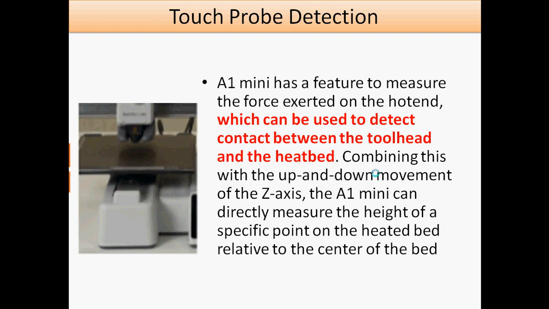Then touch probe detection measures the force exerted on the hot end, and it is used to detect contact between the tool head and the heat bed, combined with the up and down movement of the z-axis. Then the A1 mini can directly measure the height of a specific point. So this can be measured by the touch probe detection. So we get how much completion there is and how much area will be occupied by the component, which can be assisted by using the touch probe detection.